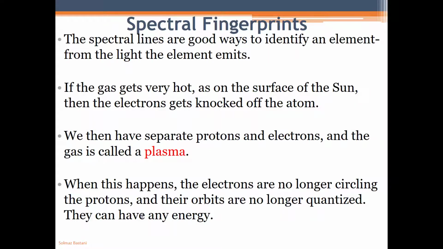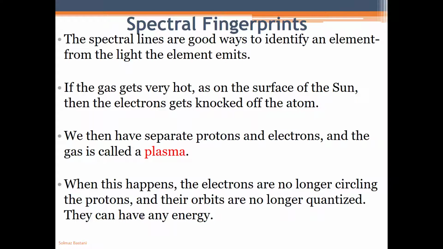Now, these spectral lines are actually a good way to identify an element from the light the element emits. Okay, so this is called spectral fingerprinting. This means that if you have a gas and you make it very hot, then it starts to emit. And if it emits, for example, the certain colors that we know are the colors for hydrogen, that means that the gas has hydrogen in it.